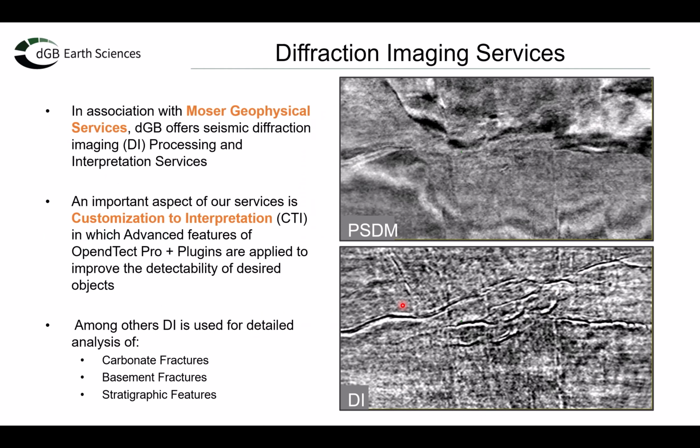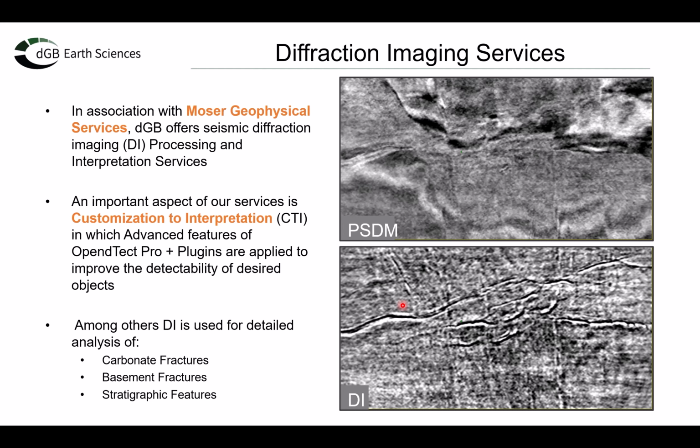Then we also offer a diffraction imaging service. This service is offered in association with Moser Geophysical Services. Jan Moser is really a guru in this field, and the technique that he has developed is splitting the seismic input, pre-stack depth migrated seismic input, into a reflection seismic and diffraction images. And these diffraction images are very high resolution. They pick up the fractures and faults at the highest possible resolution.